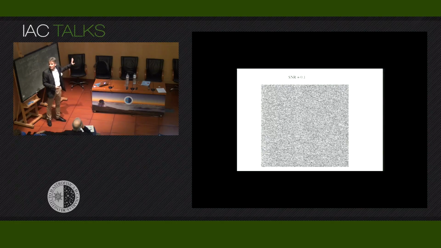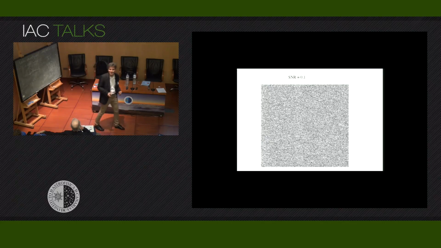Can you see what is in this image? It's not the laser pointer, it's something else. The signal-to-noise ratio is 0.1. Okay, we are far from 2 sigma, 0.1. So by eyes, just impossible to see anything in the image.